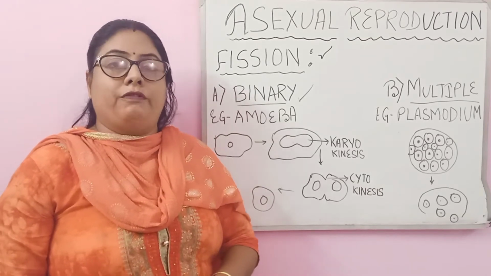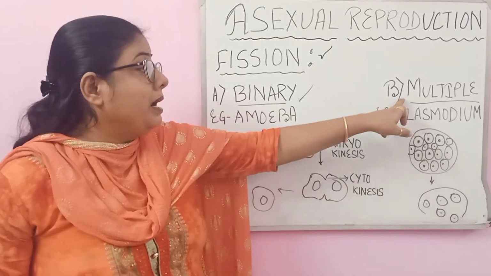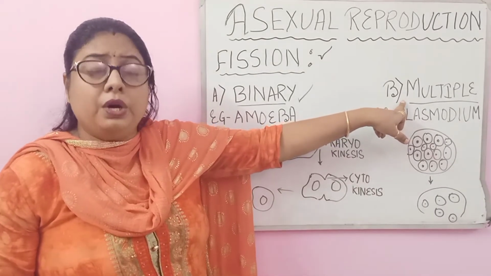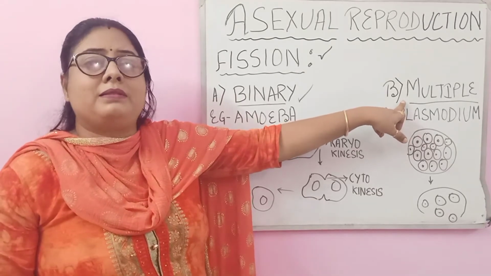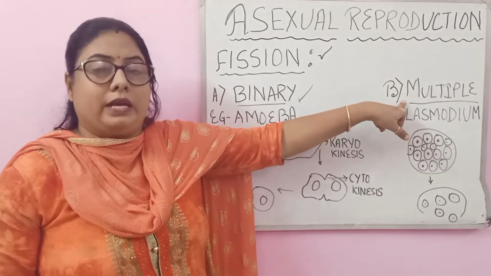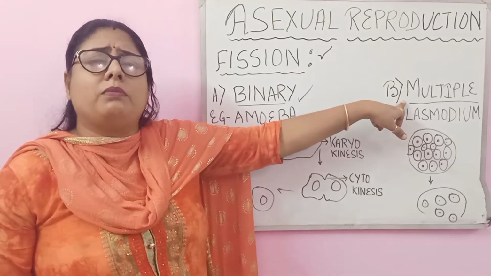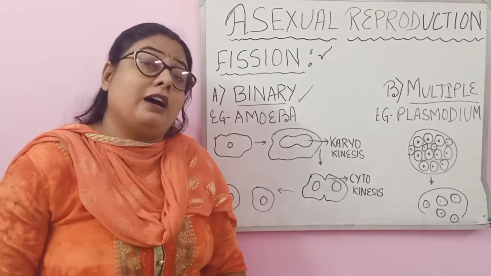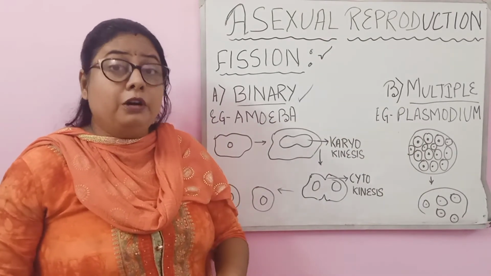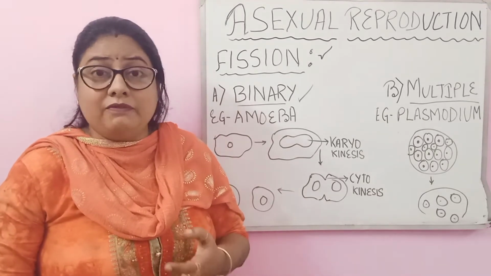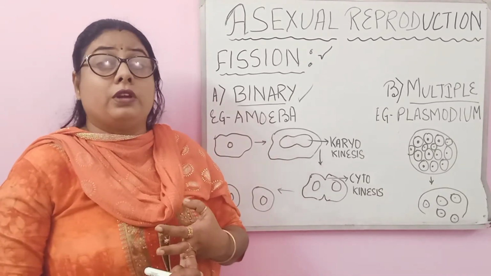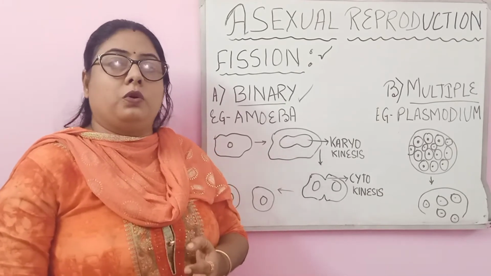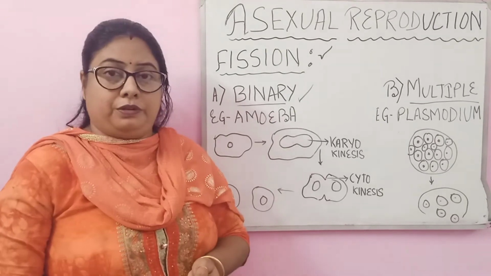The second type of fission is multiple fission. Multiple means many. So here one organism splits into many organisms. The most common organism showing multiple fission is Plasmodium. Remember Plasmodium vivax, Plasmodium falciparum, the causative organism of malaria? Yes, Plasmodium undergoes multiple fission.